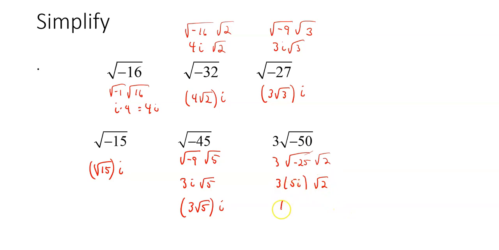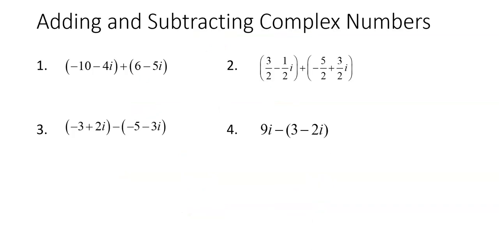3 times 5 is 15. So I got 15 square root of 2 times i. All right, we can add and subtract these numbers too. When we add and subtract them, we do just like we've done before. We try to put like terms together.